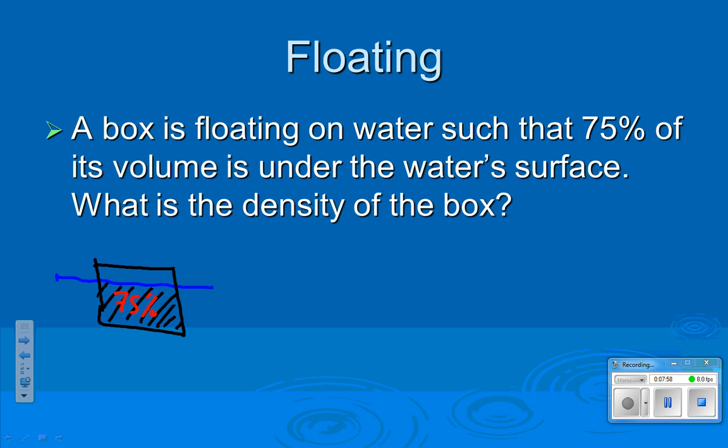Well, Archimedes' principle states that the buoyant force is equal to the weight of the object when it's floating, and we went through that derivation just a minute ago. The buoyant force due to the water is the density of the fluid, the volume of the fluid displaced, and gravity, or ρVg. The mass of the box, well, we don't know what the mass of the box is. We want to know what the density of the box is.